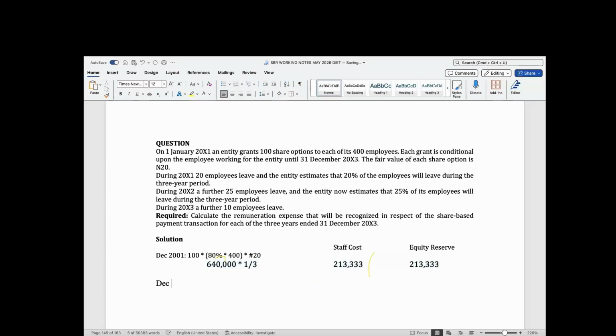Now, let's move to 2002. So in 2002, we have 100 share options. So based on the estimate of 2002, how many employees will not leave at the vesting date, or at the end of 2003? What's the estimate of employees that will not leave?